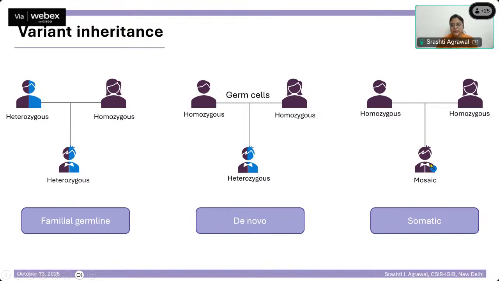Then the third scenario is when a few of the cells of either the father or the progeny contain a specific mutation. It might or might not be present in the germline, and it is present in multiple cells of the body, but not all cells. So this type of individual is called mosaic, and these kinds of variations which arise in the somatic cells are called somatic variants.